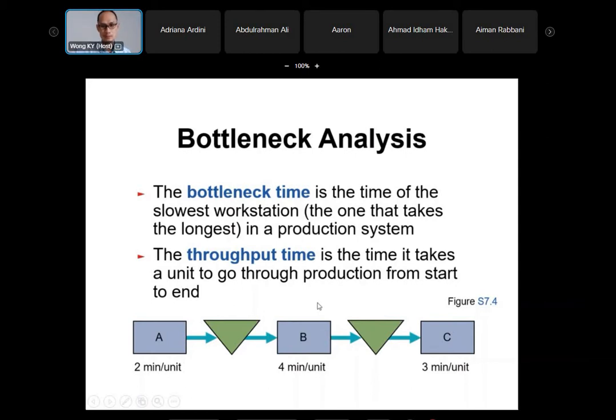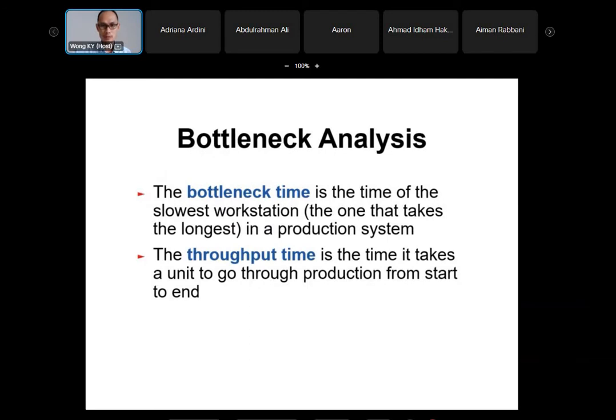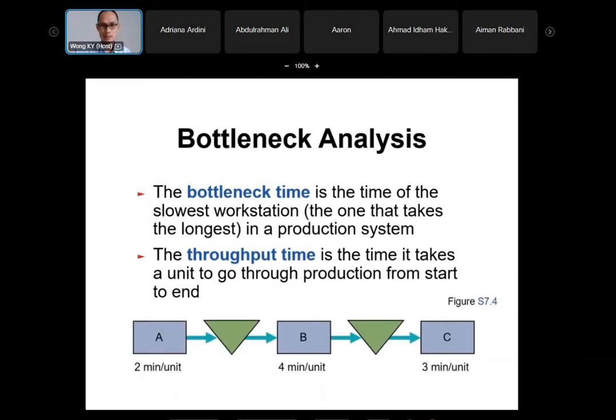Right, so what is throughput time? You know bottleneck time, you know bottleneck workstation. Throughput time is the time it takes for a unit to go through production from the start until the end. So the throughput time starts from here until here. In this case, the throughput time for this product to go through the entire system is 2 + 4 + 3, which is 9 minutes.